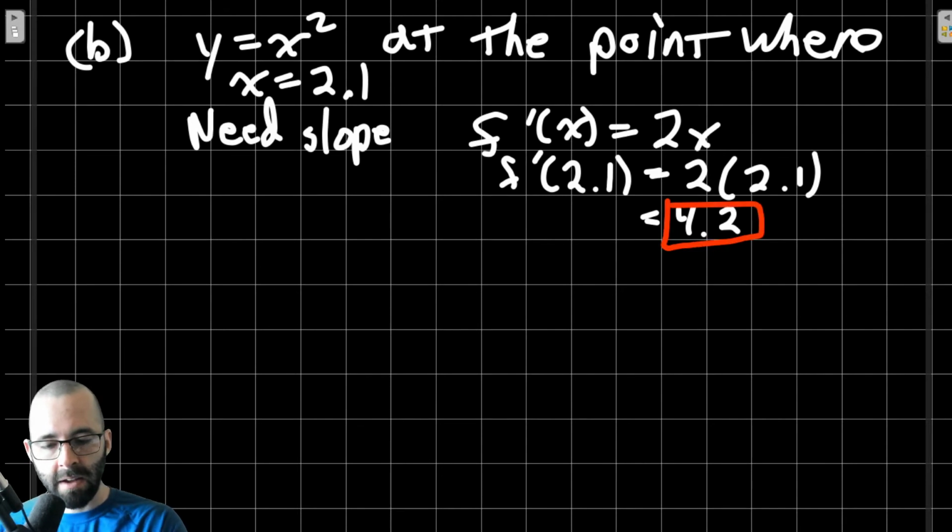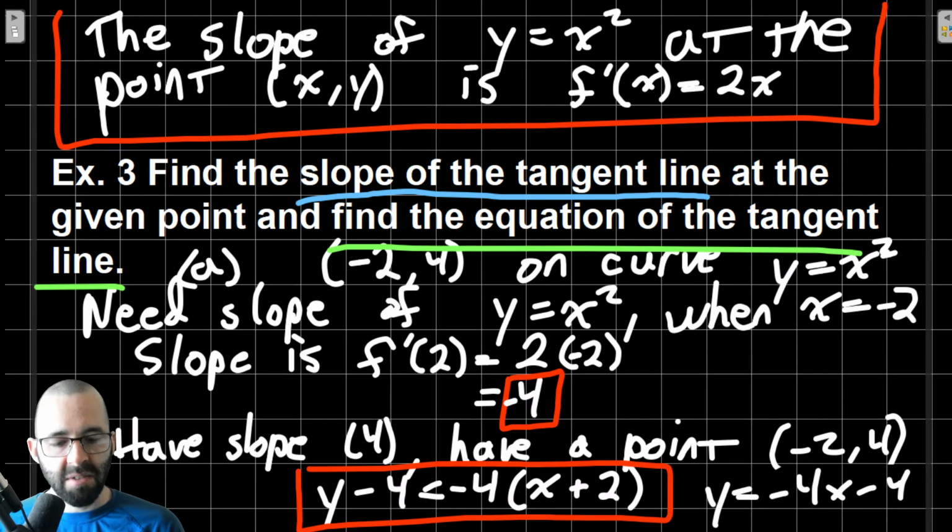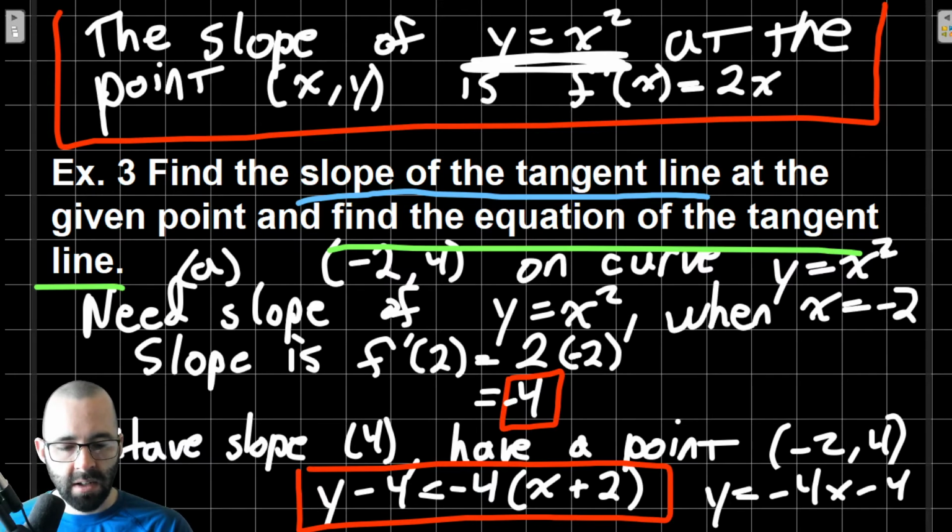Well, what else were we asked? Let's look back at the problem. Problem said find the slope of the tangent line. The slope of the tangent line is the slope of the curve. And so we use the slope formula. And again, this is only a slope formula for this specific function. Next, find the equation of the tangent line. We'll use point slope form again.